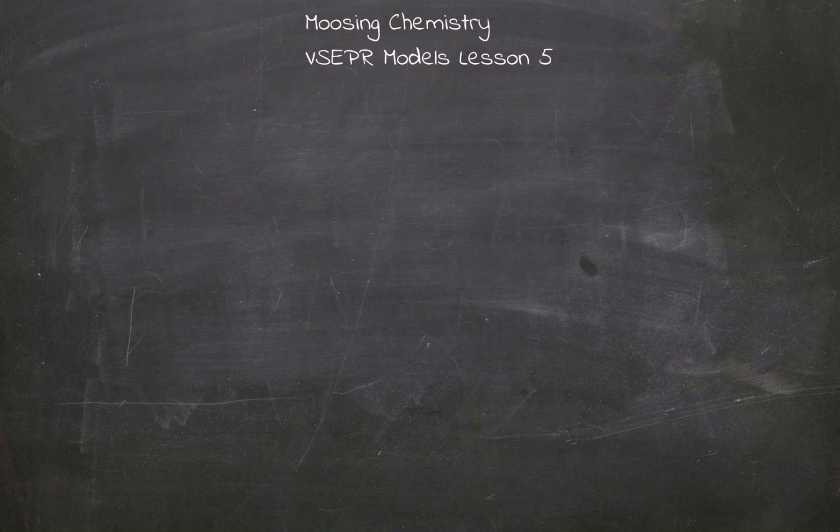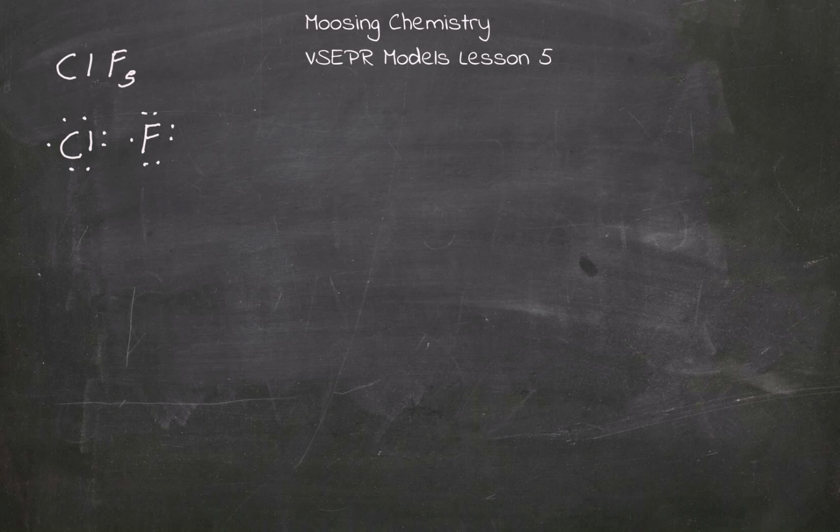Get rid of all that there. There we go. And ClF5. Well, chlorine is in group 17 and has 7 valence electrons. Fluorine is also in group 17 and has 7 valence electrons.